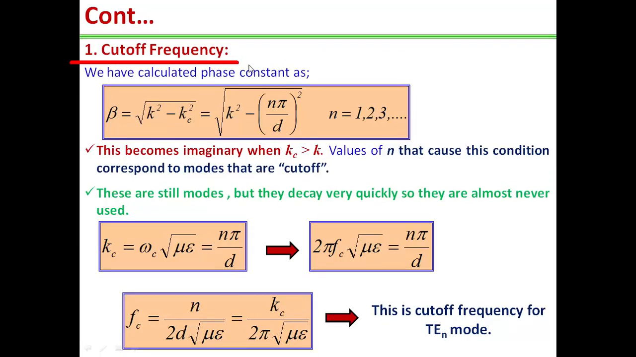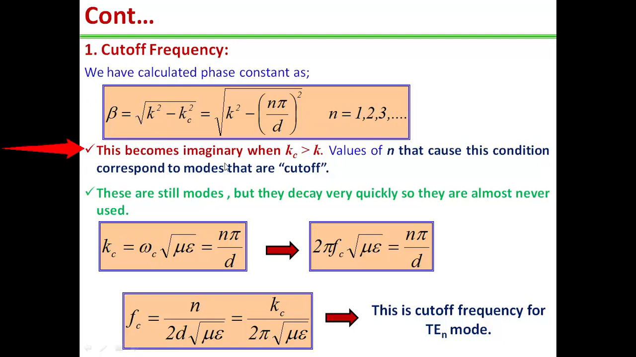Now, we have to calculate the different characteristic parameters for TE mode in the parallel plate waveguide. So, first is the cutoff frequency. For the calculation of cutoff frequency, we already calculated the phase constant, that is beta is equal to square root of k square minus n pi by d whole square, where n varies from 1 to 3 and so on.